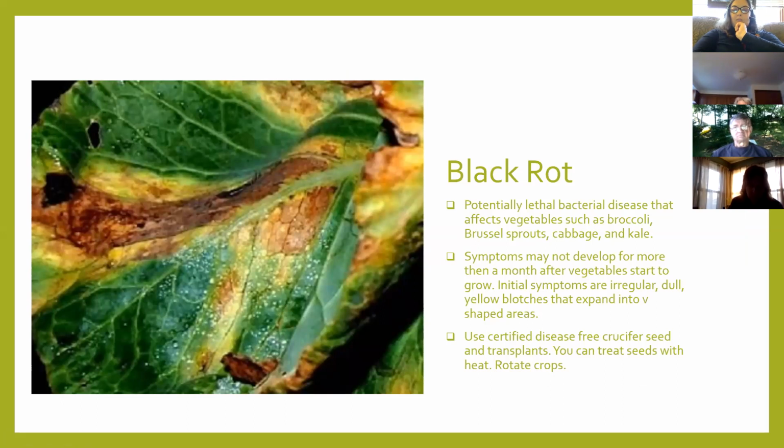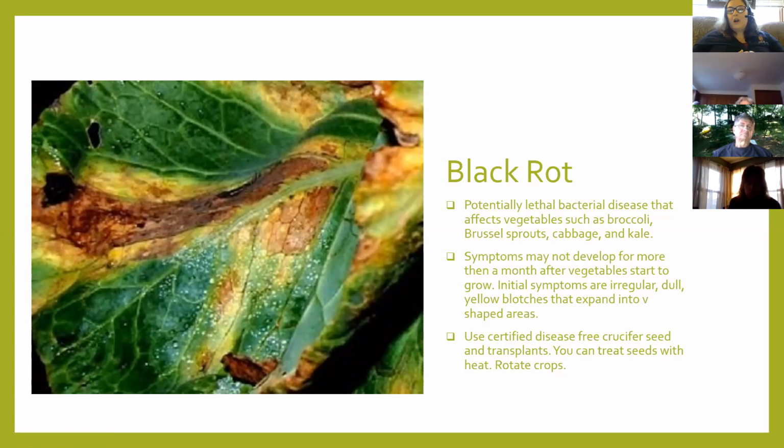The symptoms, so after you plant, might not be apparent until at least a month after it's started to grow. At first you might just notice some yellowing and might think, well, maybe there's some nutrient deficiency, or maybe it's getting too much water or underwater. But it'll start blotching out these yellow V-shaped areas, and then it'll start browning.